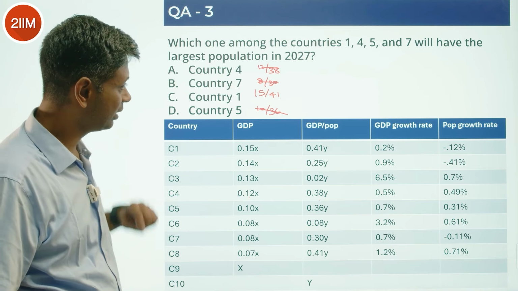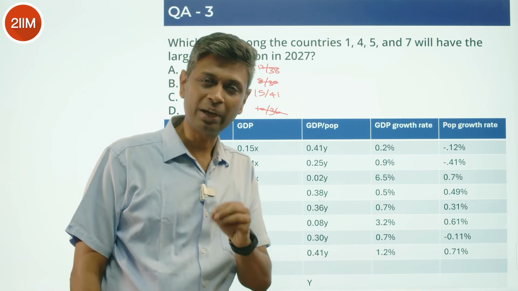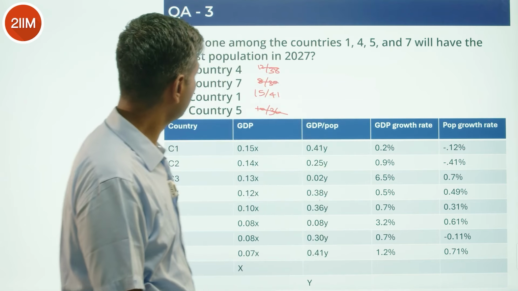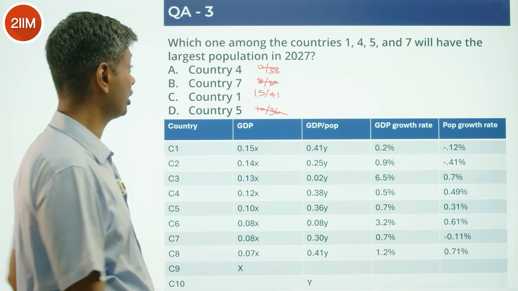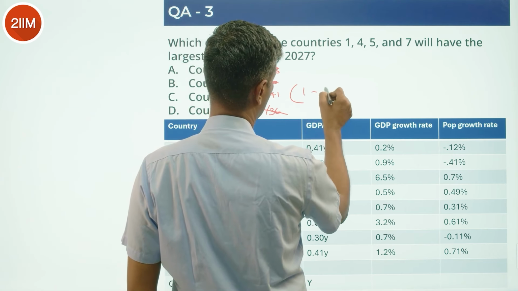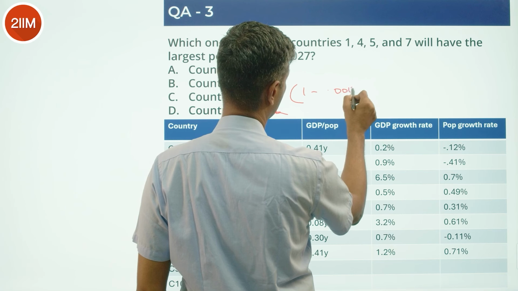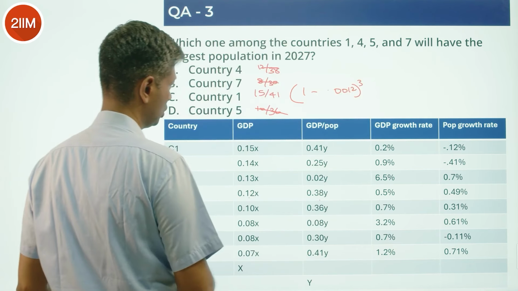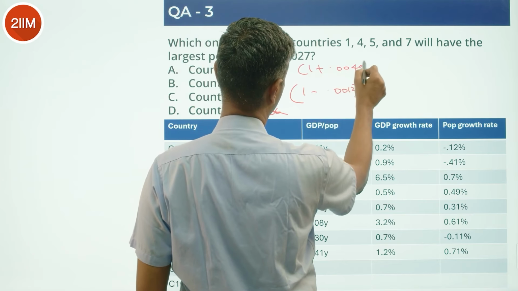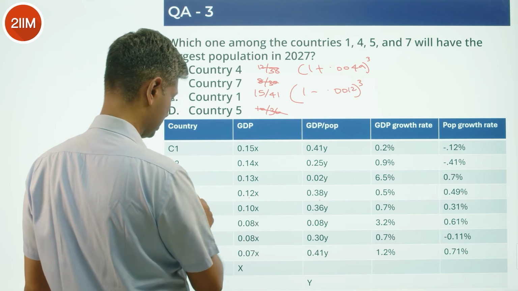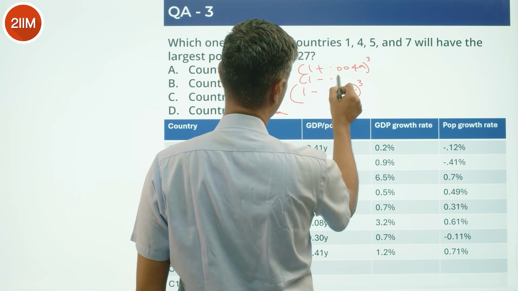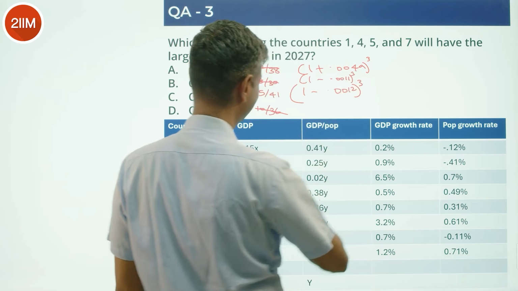15 by 41 here, practically flat, but minus 0.12%. 3 years, it's practically flat. Can it catch up with this? My gut feel is no. Technically, what should I be doing? 15 by 41 into 1 minus 0.0012 whole cube. 12 by 38 into 1 plus 0.0049 whole cube. 8 by 30, this is country 7, into 1 minus 0.0011 whole cube. And find all of that.